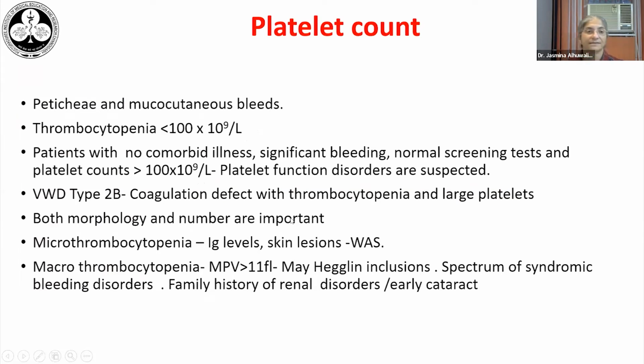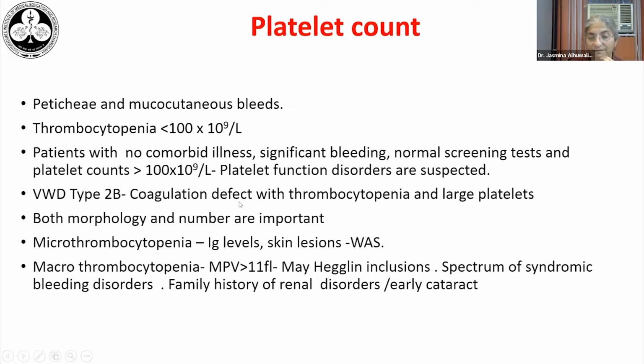So now let's come to the testing. So the first test is the platelet count. Low platelet counts usually manifest as petechiae and mucocutaneous bleeds. And we say there is thrombocytopenia when the platelet count is less than 100,000 per liter. In a patient who has very severe thrombocytopenia, that is platelet count less than 10,000, a bleed is sort of expected. But patients with the platelet counts more than 100 into 10 to the power 9 per liter are unlikely to bleed. So if such a patient who has no comorbid illness has significant bleeding and a normal screening test, then we need to think of a platelet function disorder.